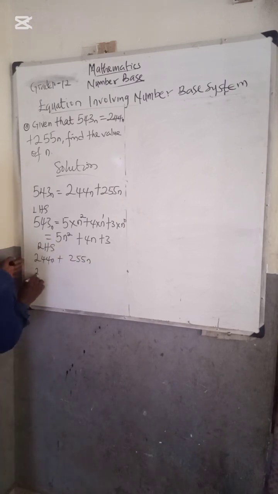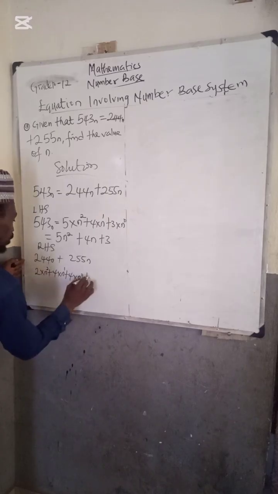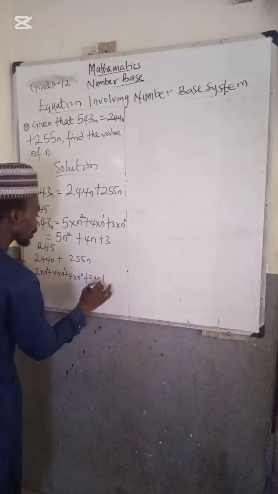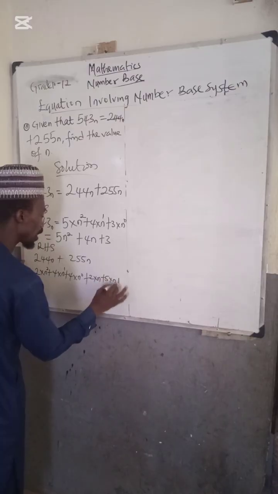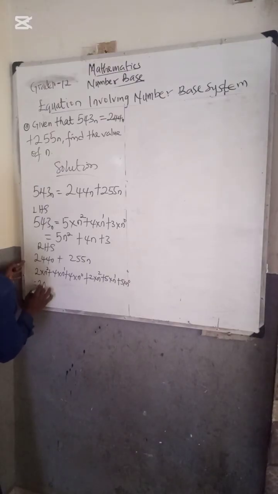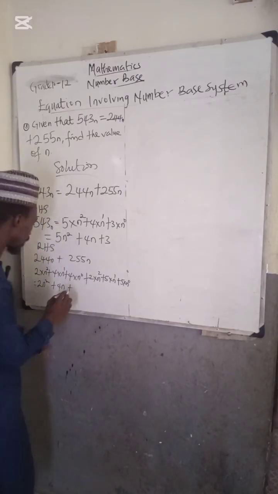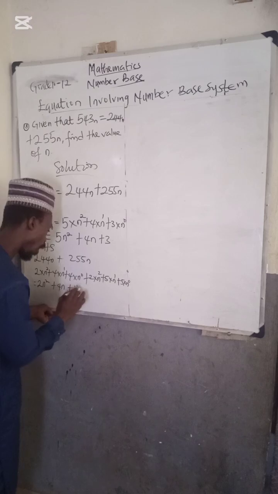So you are having 2 times n to the power 2 plus 4 times n to the power 1 plus 4 times n to the power 0. Plus what? 2 times n to the power 2 plus 5 times n to the power 1 plus 5 times n to the power 0. Here you have what? 2n squared plus 4n. Remember, any number raised to power 0 is 1. So this is what? 4.